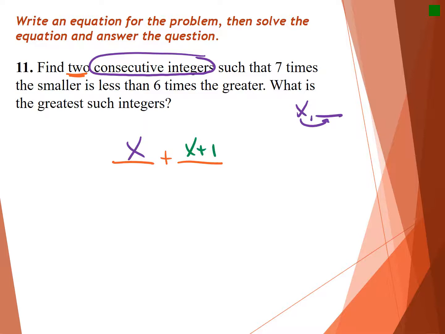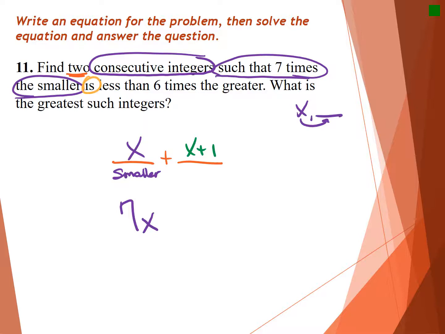Now those are our 2 numbers, but they don't want us to add them this time. We want, this is weird, 7 times the smaller. This is the smaller, remember? I want 7 times that, so that's 7x. See the word is? Remember, is my equals? Well, this time it says is less than, so I need to put a less than sign.